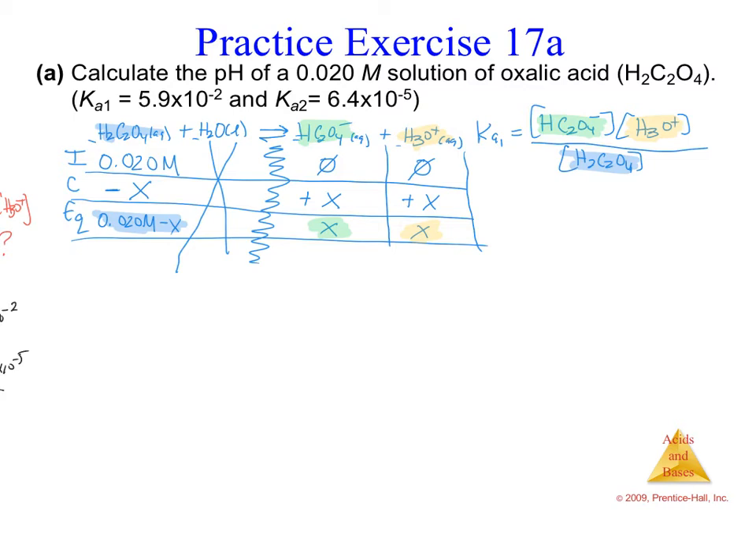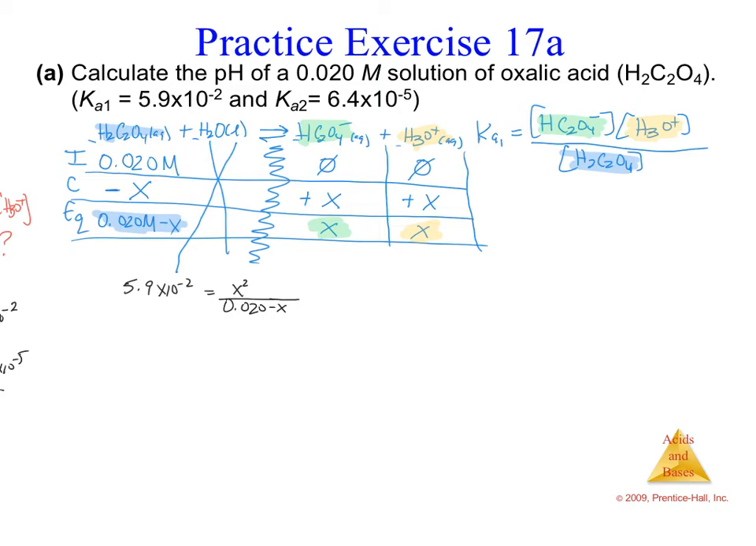So now to solve for X, I use Ka because I'm given that numerical value. So I have 5.9 times 10 to the negative second equals X times X, which is X squared, divided by 0.020 minus X. So 5.9 times 10 to the negative second, that is not a very small number. That's just 0.059. So we're going to have to use the quadratic formula. But let me show you how to see that X is not actually small.